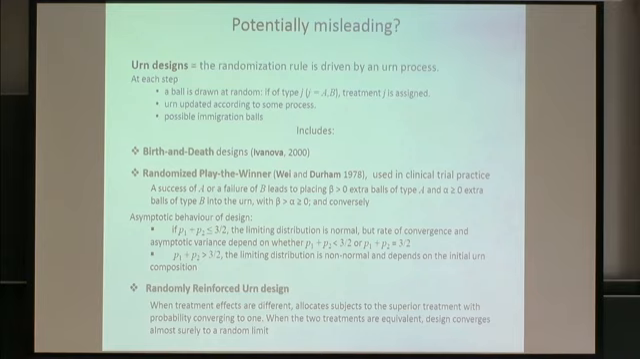The bottom line. The randomly reinforced urn design, when the two treatments are equivalent, P1 is equal to P2, the design converges almost surely to a random limit. Now, I want to understand what is the meaning of a design, an experiment that converges to a random experiment. What is the information there? It's very counterintuitive to me.